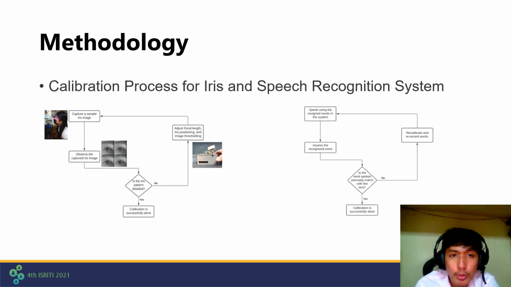Now, for the calibration process in terms of the iris and speech recognition systems, for the iris recognition system, we'll be needing to capture a sample iris image, then observe this captured iris image.